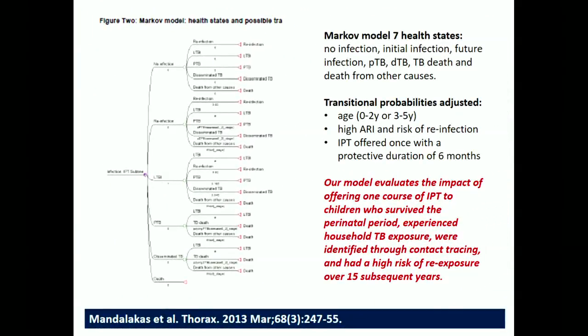All right, so this is the Markov model. We had 7 health states: no infection, initial infection, future infection, pulmonary TB, disseminated TB, TB death, yes, that's a health state, TB death. You can laugh. And then death from other causes. And as I said, we adjusted the transition probabilities based on their age. We also modeled a setting with a high annual risk of infection. And we ran the model for 15 years at 6-month cycles. So kids had a lot of chance of getting reinfected.